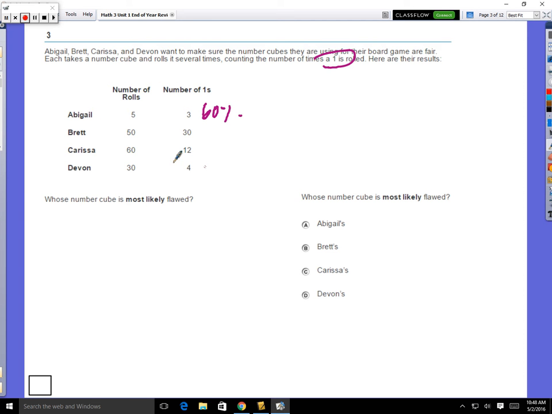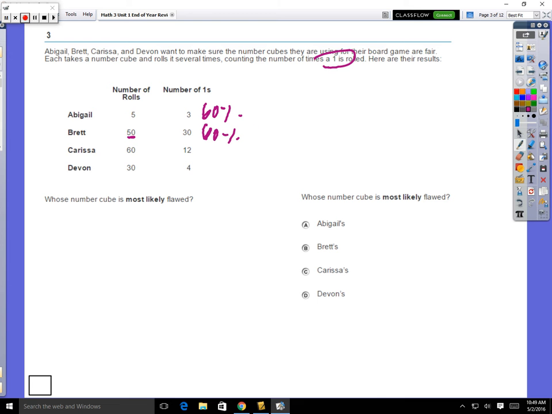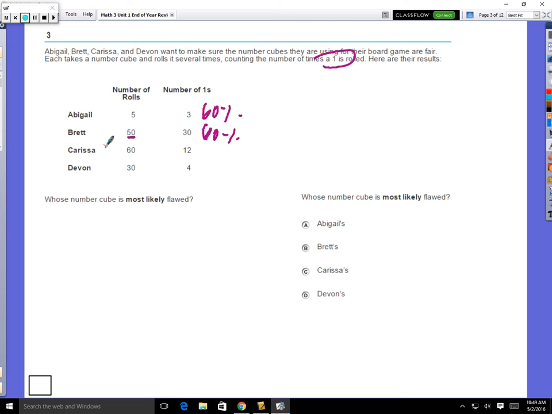Brett, he rolled 50 times. 30 out of 50 is also 60%. Carissa, she rolled 60 times, 12 out of 60. That's going to be 20%. And then Devin rolled 4 out of 30. That is 13%. So, whose dice is most likely flawed? And that would be Brett's.